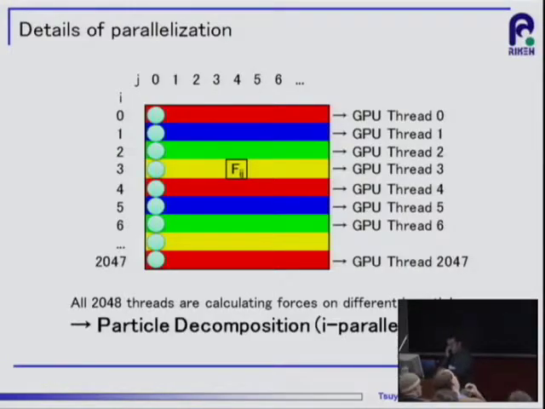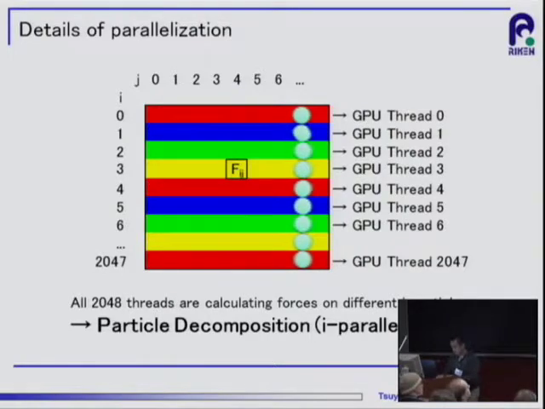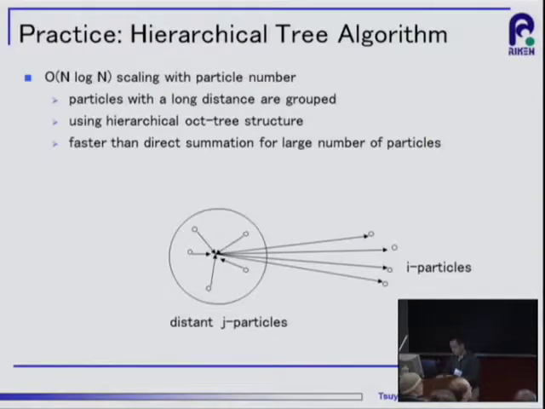So with this CUNBODY 1 library, the total number of threads on GPU is 2048. The 2048 threads calculate force on different i particles. This approach for decomposition we call the particle decomposition, or i-parallelization. In the simple test, we find the CUNBODY 1 library and GeForce display quite good performance.